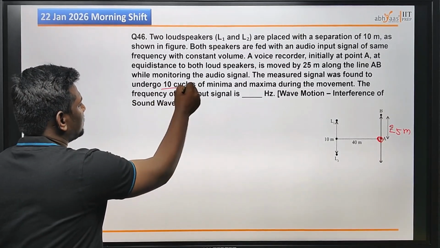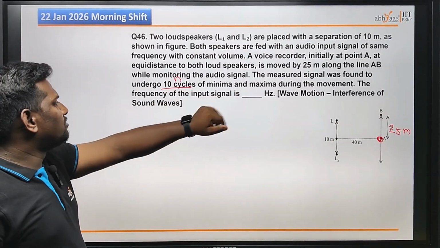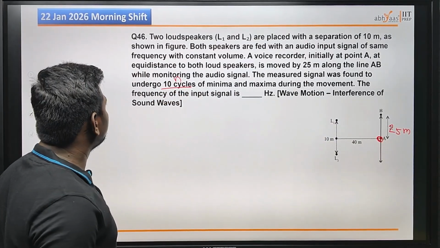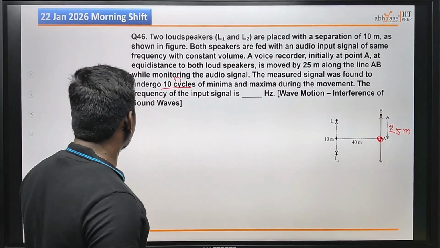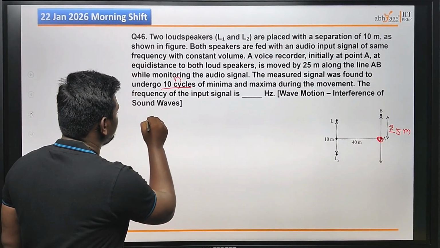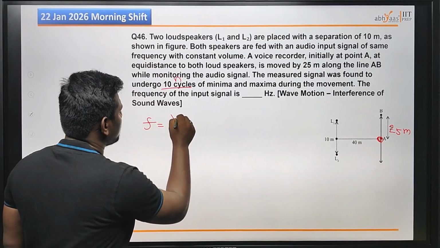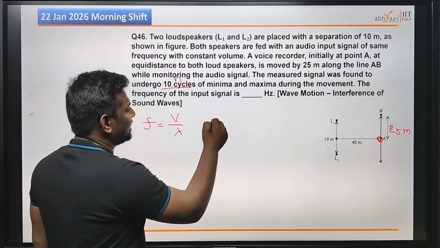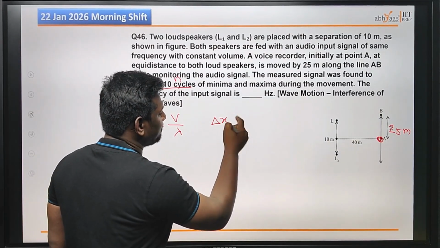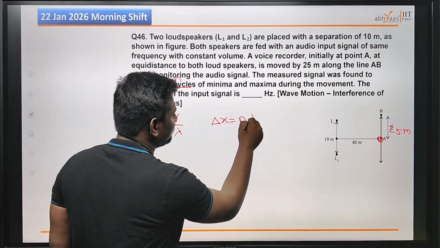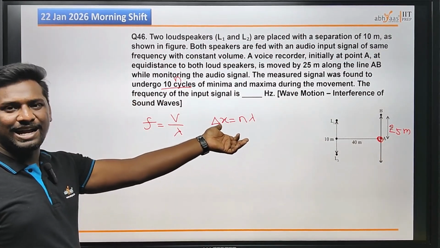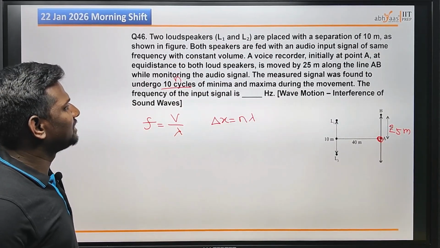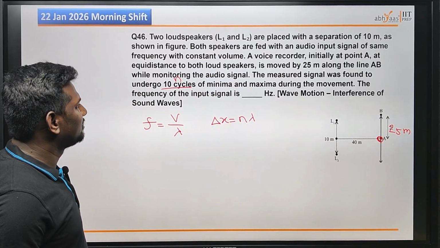They have given the n value here. This is n. During the movement, what is the frequency of the input signal? In this question, we have to find the frequency. Frequency can be written as V by lambda, so we have to find lambda. We know that the path difference delta x can be written as n lambda. If you find this delta x, you will get the lambda. If you substitute lambda here, you will get the frequency.